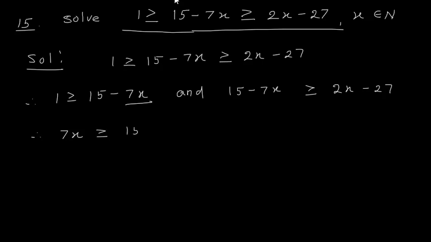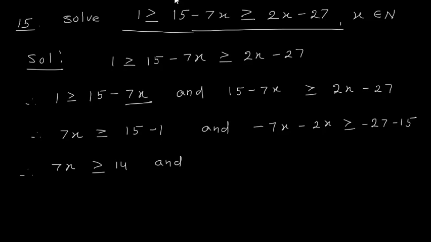7x is greater than or equal to 15 minus 1, this 1 will move here, and here this 2x I will move to the left side. So I have minus 7x minus 2x, this is greater than or equal to minus 27 minus 15. So therefore I will say this 7x is greater than or equal to 14, and here minus 7 minus 2 is minus 9x, this is greater than or equal to minus 27 minus 15, so 7 plus 5 is 12 and 2 plus 2 is 4. So minus 9x is greater than or equal to minus 42.